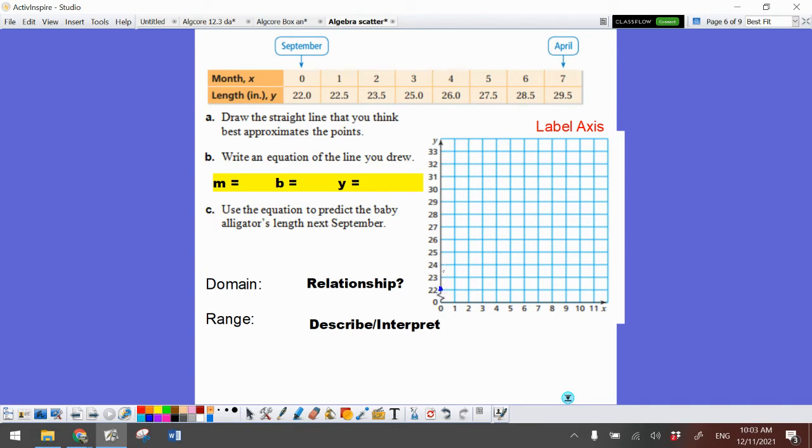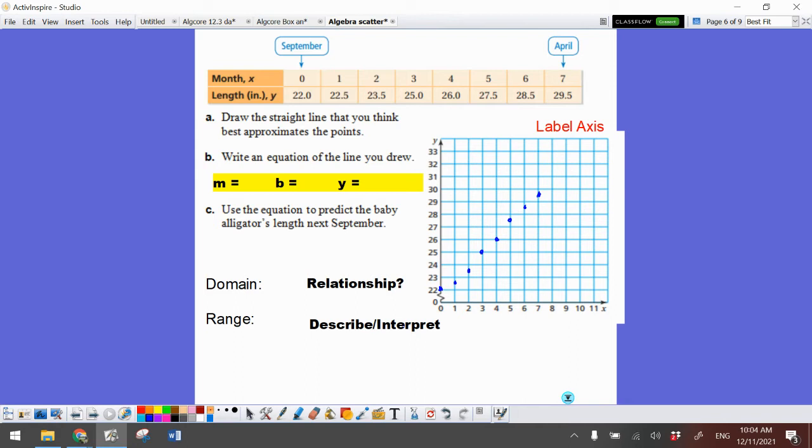And then we have 1, 22.5, so that's kind of in the middle, and 2, 23.5, that again is in the middle. 3 and 25, so that puts me there. 4 and 26, and I can already see that this is heading in an upwards pattern. 5, 27.5, and 6, 28.5, and 7, 29.5. Okay, so I can clearly see this is making a pretty nice line.